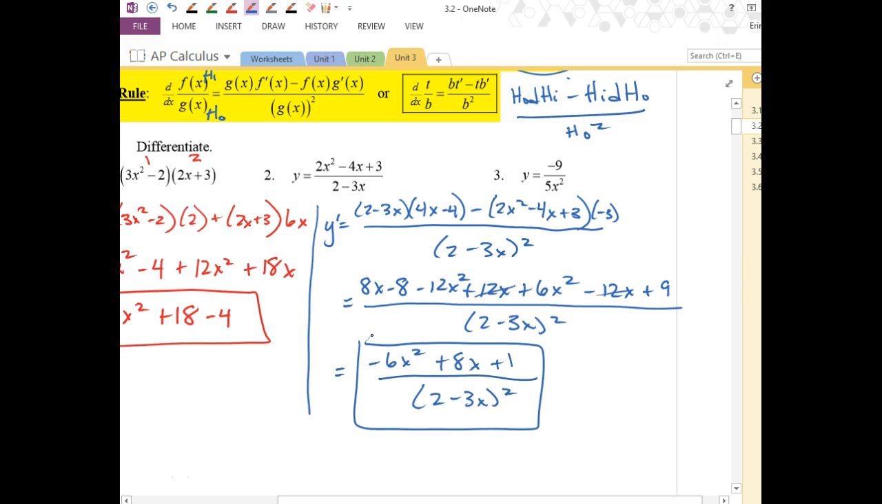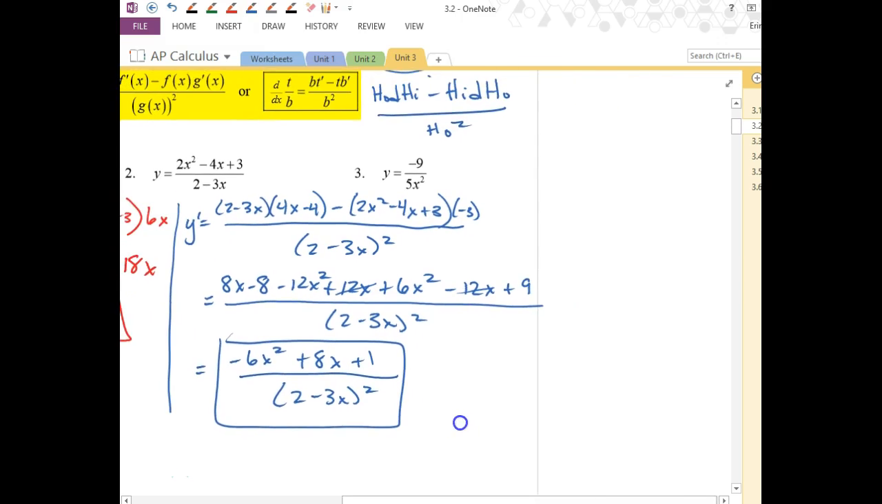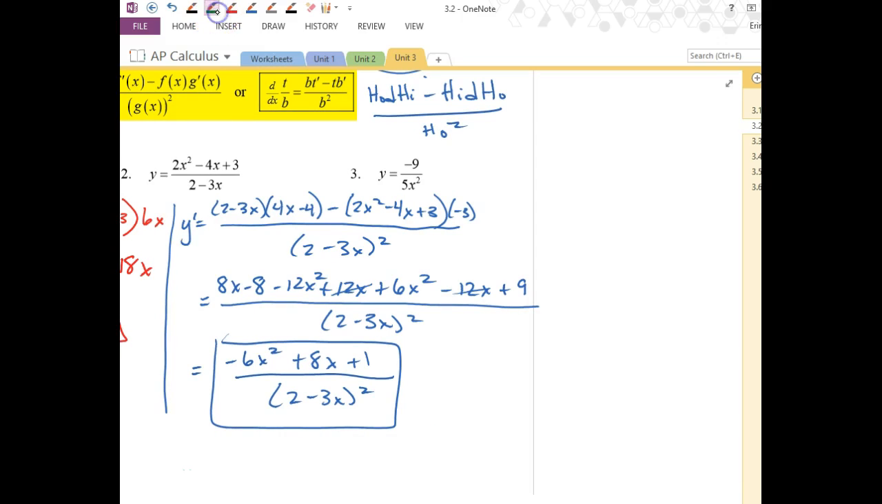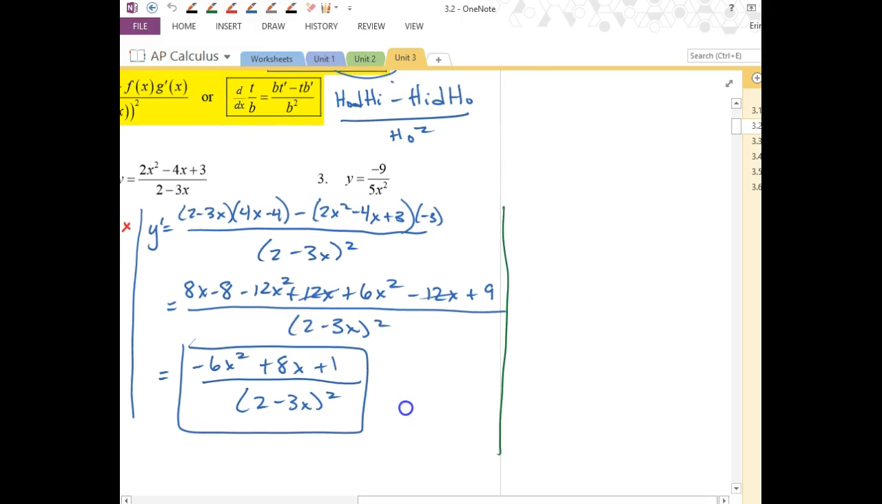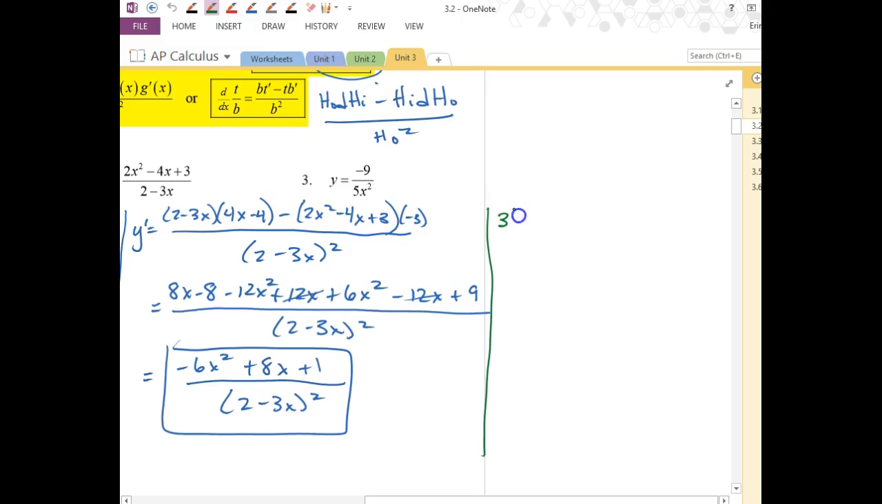Okay, moving to question number 3. Now, if you looked at question number 3, could you derive question number 3 using the basic method? Yes, you could pull the x upstairs and do basic method on it. Okay, but you can also use quotient rule on this, which is what we're going to do. We're going to do quotient rule on question number 3.